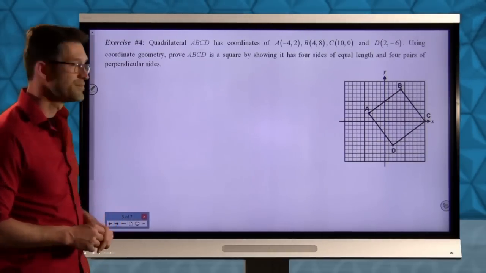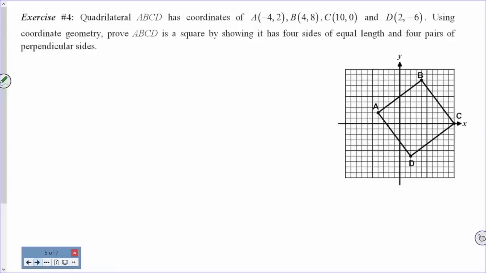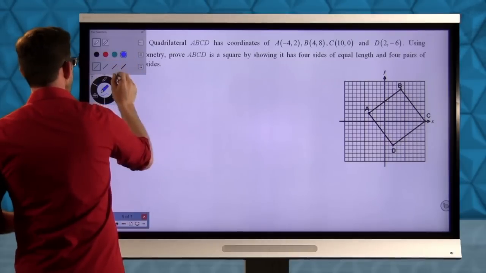Exercise number 4. Okay, back to the coordinate grid. Quadrilateral ABCD has coordinates of -4, 2, 4, 8, 10, 0, 2, -6. Using coordinate geometry, prove ABCD is a square by showing that it has 4 sides of equal length and 4 pairs of perpendicular sides. All right, let's do it.